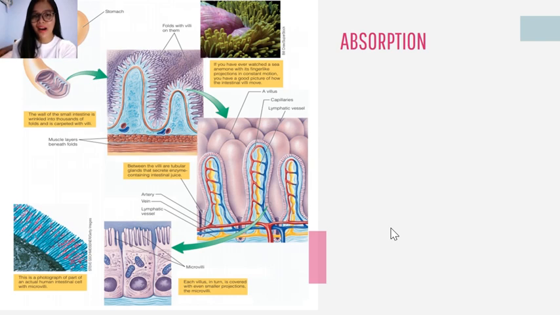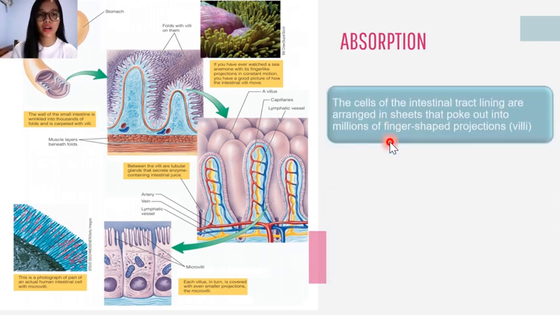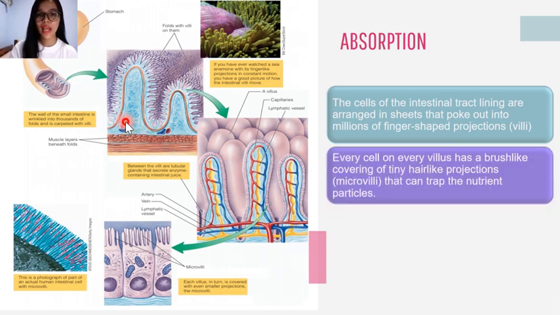So how do our nutrients get absorbed by the body? Firstly, the cells of the intestinal tract lining are arranged in sheets that poke out into millions of finger-shaped projections called villi. If you can remember, this is your villi. It's finger-shaped. And every villus has a brush-like covering.